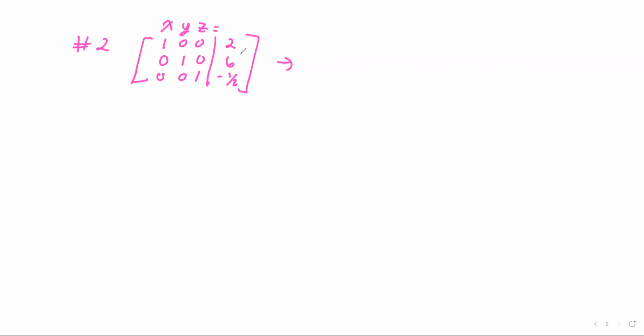So to convert this into equations from an augmented matrix, I have 1x, no y's, no z's, and it equals 2. In the next equation, I have 0 x's, 1 y, 0 z's, and it equals 6. The third equation, I have 0 x's, 0 y's, 1 z, and it is equal to negative 1/2. And that right there would be your answer. So that's all you have to do in the first objective.